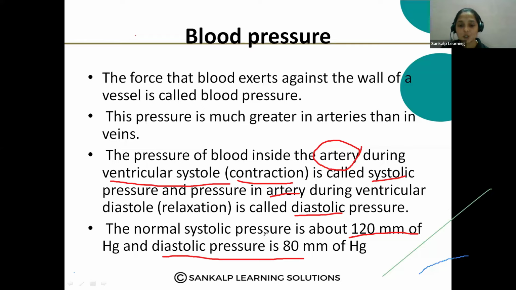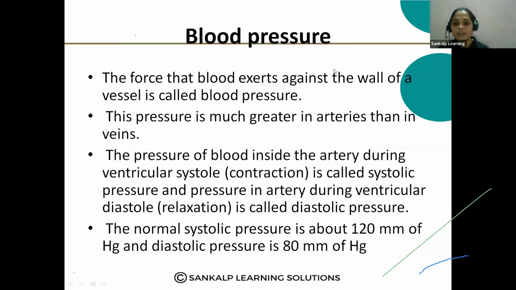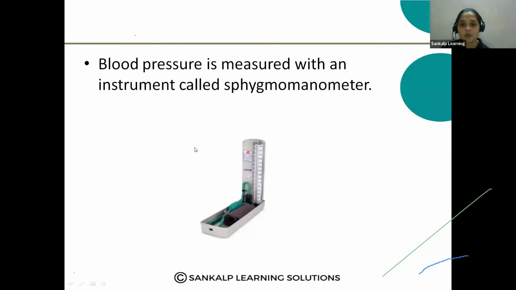120 is the systolic pressure, meaning ventricular contraction. And when the heart relaxes, when the ventricles relax, the pressure should be 80. So this is how blood pressure is measured. It is measured by an instrument called a sphygmomanometer. This is the picture of the sphygmomanometer. It is used to measure the blood pressure, whether it is high or low. High blood pressure causes different effects on our body, so normal blood pressure should be maintained in our body. Okay. So this is how the heart pumps the blood, and the different methods of blood transportation in the body.